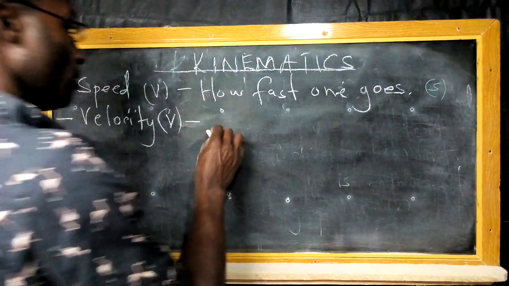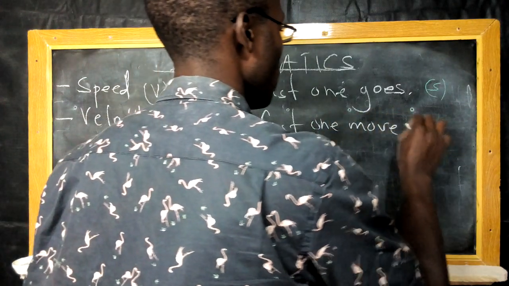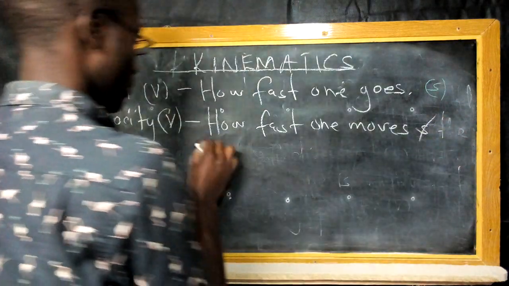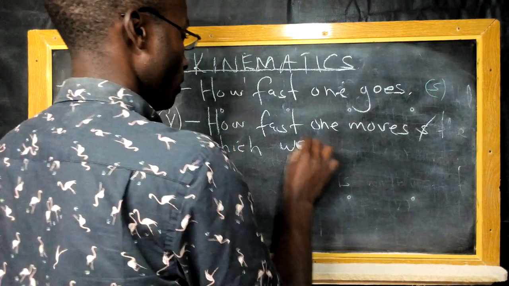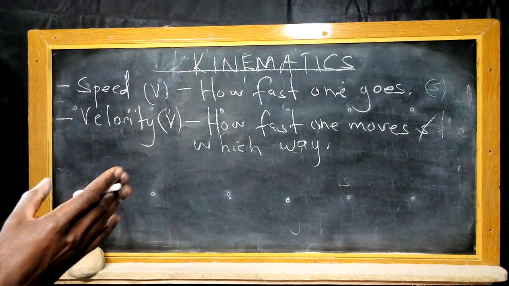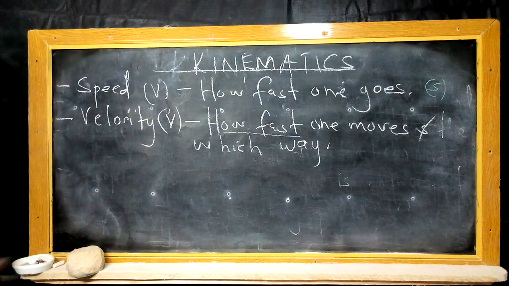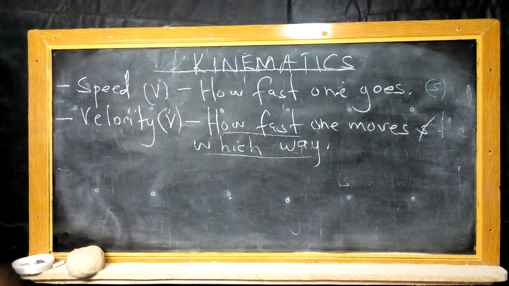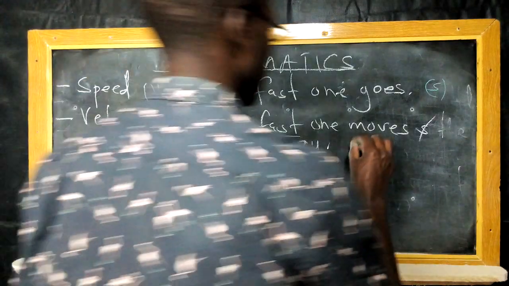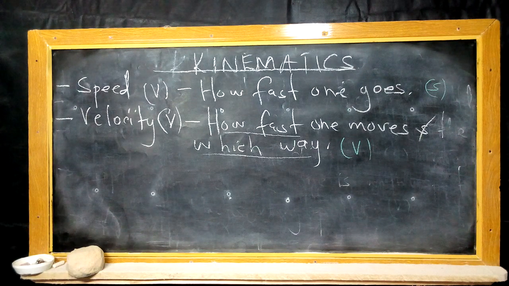So we can say that velocity is how fast one moves and which way. Of course, it's not a formal definition, just giving it in a simpler way so that we can understand. So velocity refers to how fast one moves and which way, which means the definition is giving magnitude and direction. So this particular quantity is a vector quantity.